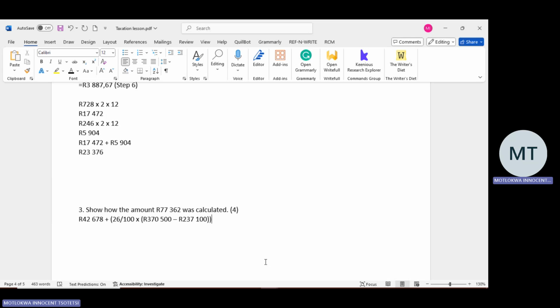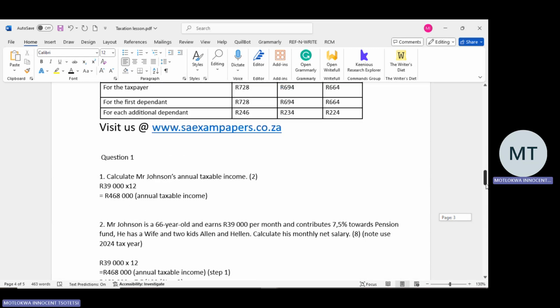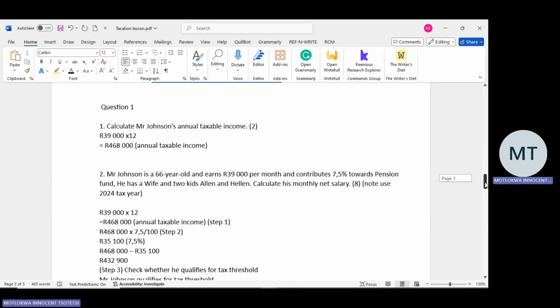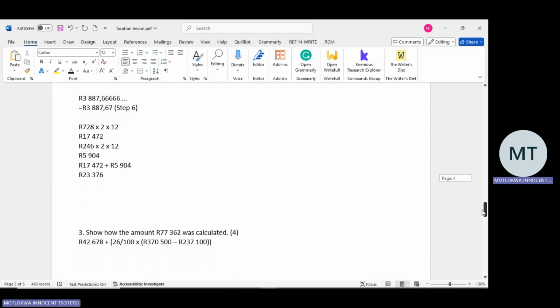So guys, the advice that I can give you when doing this, as you cannot see the addendum, is that you can try to download the addendum on the website I've provided, where it says visit us at www.saexampapers.co.za. You can have two devices so that you can refer to it while I'm calculating, and you can go with me step by step.